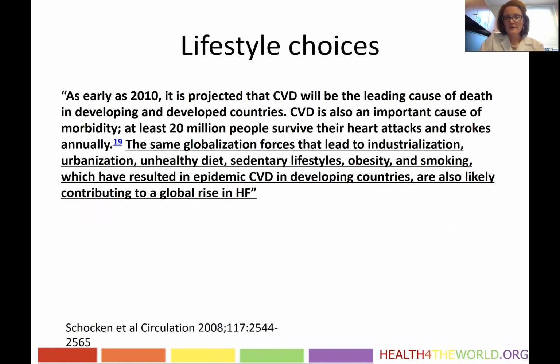And I think it's really important to note that for patients in the industrialized world, the reason for heart failure is often obesity and sedentary lifestyles. But unfortunately, globalization that has led to industrialization and associated lifestyle changes are affecting pretty much every corner of the world, where sedentary lifestyles, obesity, smoking, and unhealthy diets have resulted in an epidemic of cardiovascular disease, so that even developing countries are seeing cardiovascular disease that was seen predominantly in developed countries, and that's contributing to a global rise in heart failure. So addressing these lifestyle choices and these lifestyle risk factors is critical for everyone.